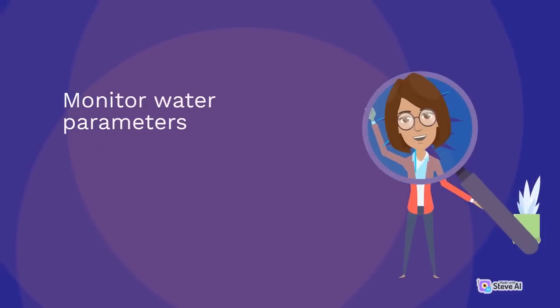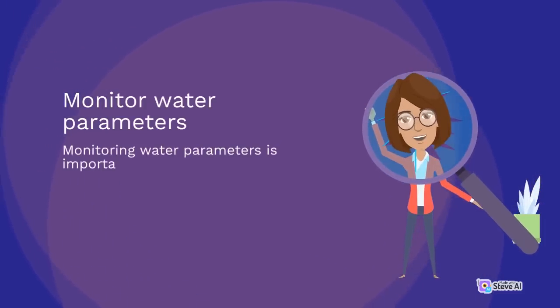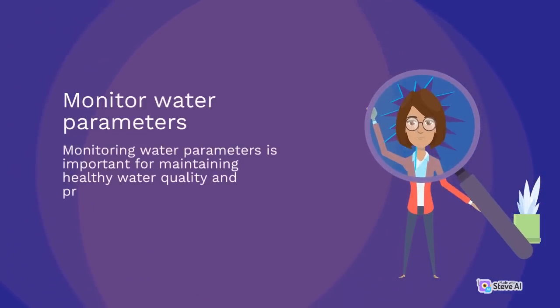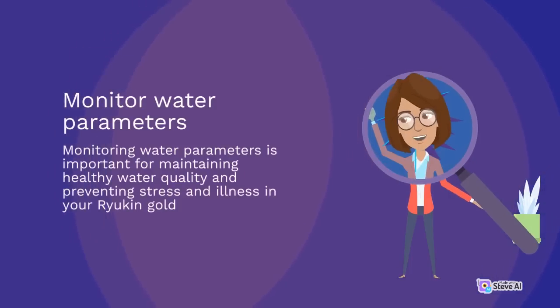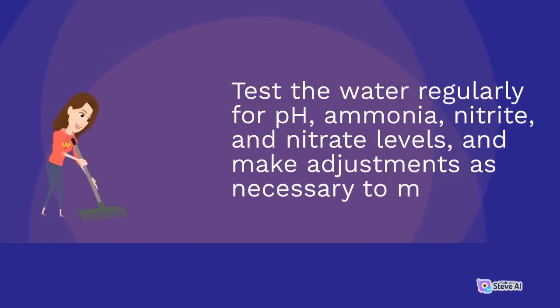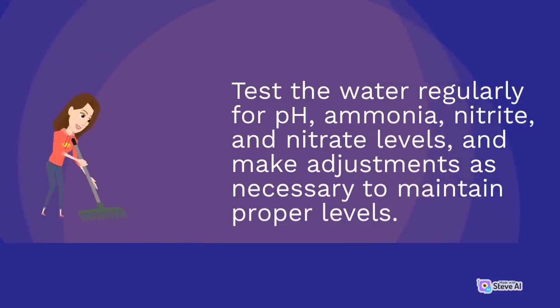Monitor water parameters. Monitoring water parameters is important for maintaining healthy water quality and preventing stress and illness in your Ryukyu goldfish. Test the water regularly for pH, ammonia, nitrite, and nitrate levels, and make adjustments as necessary to maintain proper levels.